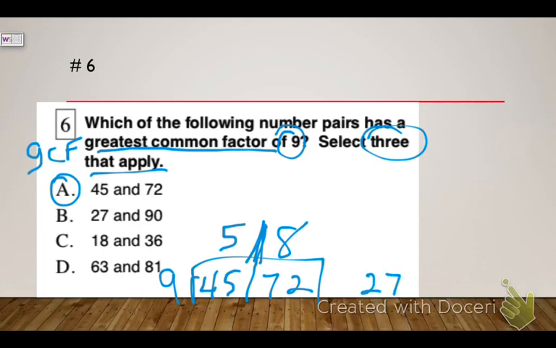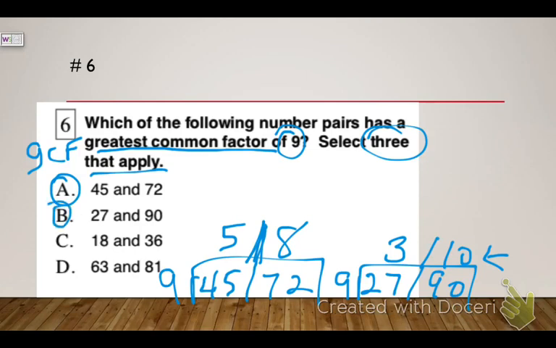So let's take 27 and 90. Do the same thing. Let's divide it by 9. 27 divided by 9 is 3. 90 divided by 9 is 10. 3 and 10 can't be divided by anything other than 1. So you know what? We'll move on. Here's our second answer, B.